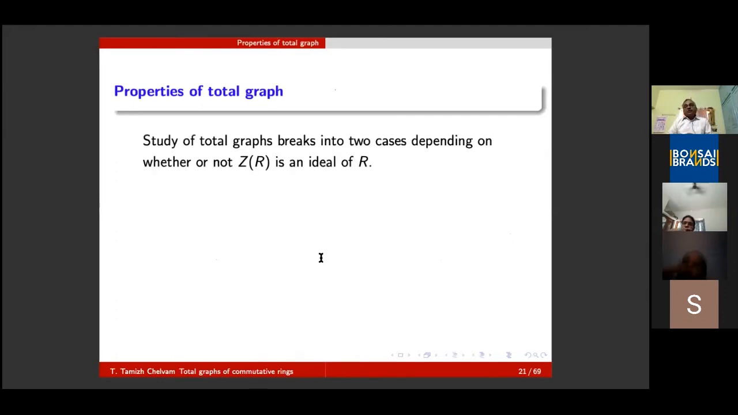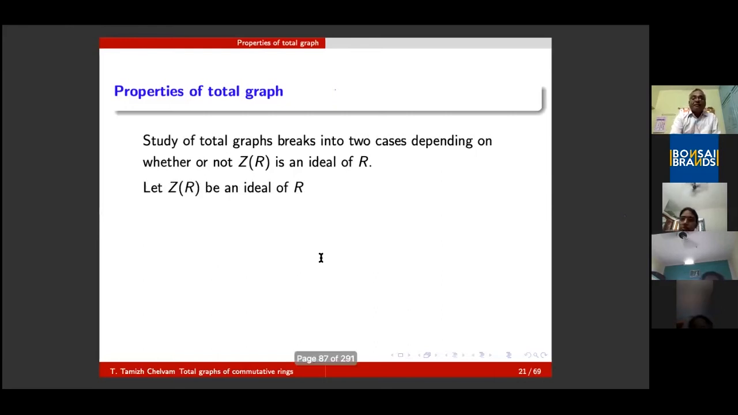Please note that the study of total graphs naturally breaks into two cases for a commutative ring R. If R is a commutative ring and the zero divisor set is an ideal of R, as in the case of Z9, the properties are one way. On the other hand, if you take a commutative ring and the zero divisor set is not an ideal of R, then the properties are something different. So that is considered a vital classification criterion.